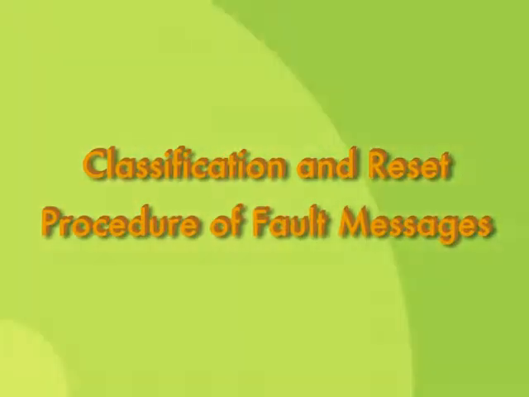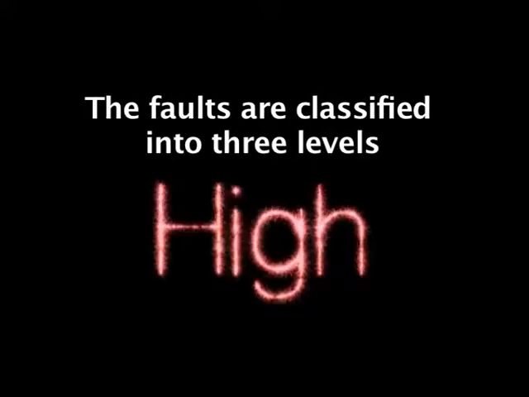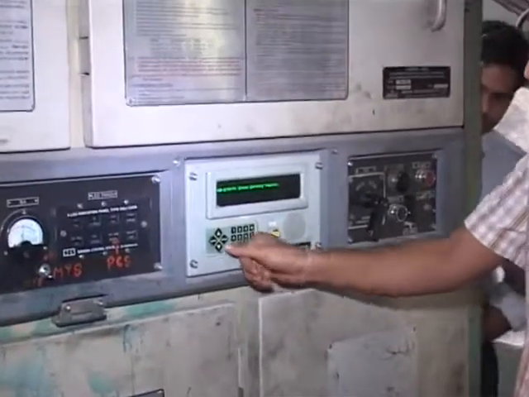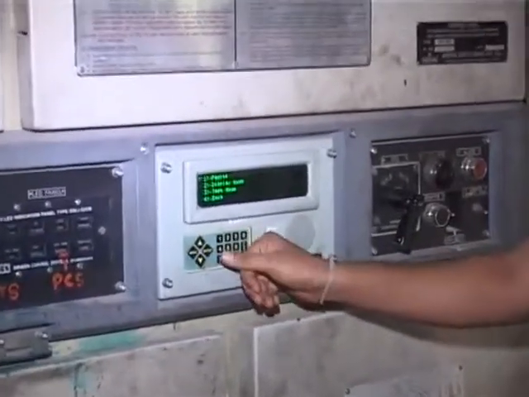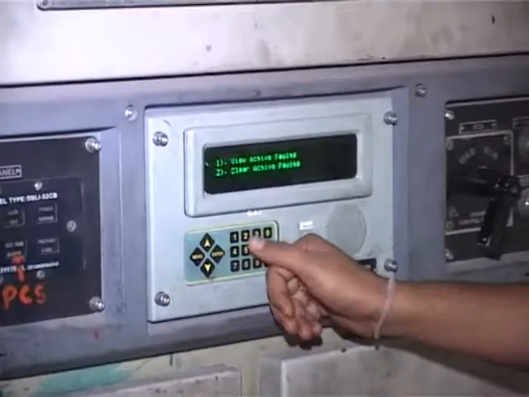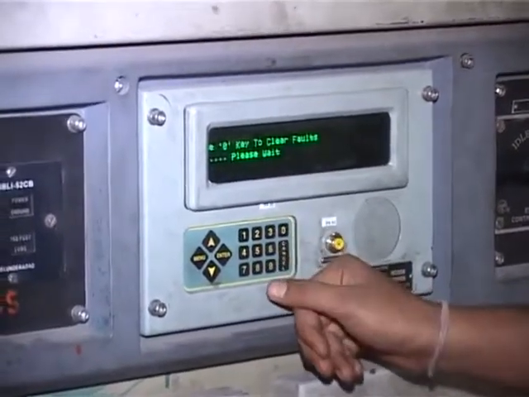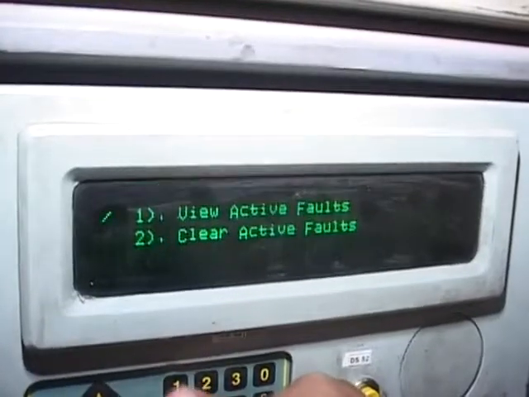Classification and reset procedure of fault messages. The faults are classified into 3 levels such as high, medium and low priority based on the severity of the effect of the fault on locomotive operation. These faults, irrespective of their priority level, are permitted to be cleared by the driver by pressing the menu key.